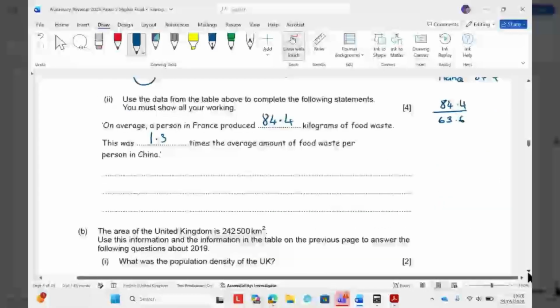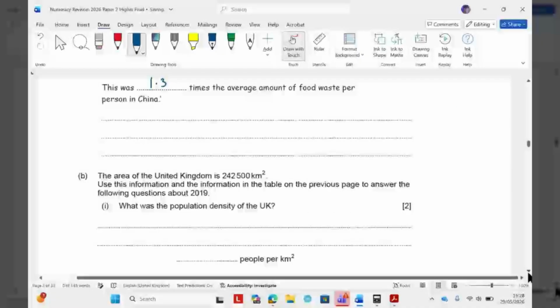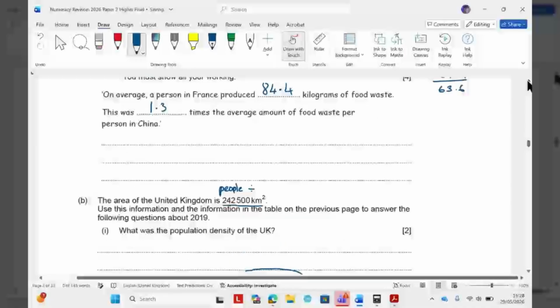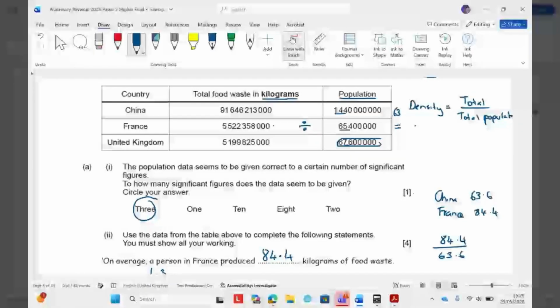Okay, the area of the United Kingdom is that. Use this information and information from the table on the previous page to answer the following questions. What's the population density? Okay, but look, I need again to know how many people and divide it by this area to get how many people live there. So let's have a look what the number of people in the United Kingdom was. It's there, yeah, 67.6 million.